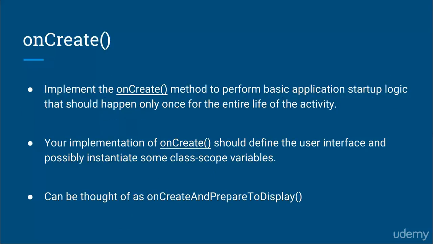onCreate. Implement the onCreate method to perform basic application startup logic that should happen only once for the entire life of the activity. Your implementation of onCreate should define the user interface and possibly instantiate some class scope variables. We can think of this callback's method name as onCreate and prepare to display. That's probably a more descriptive name for onCreate. So as I've said here, essentially you want to do all the initialization stuff in your onCreate method.